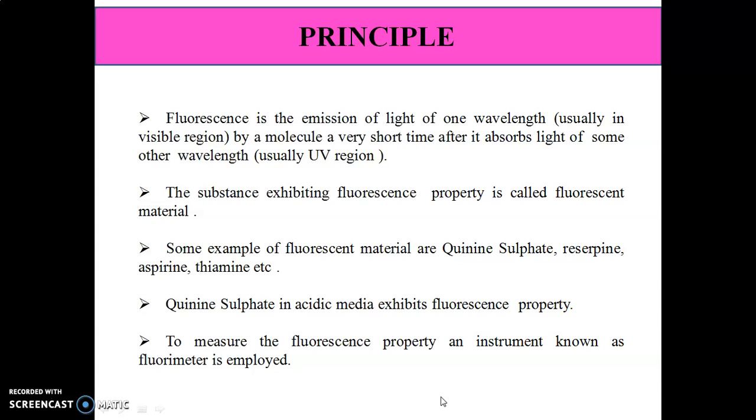This process of emitting radiation is known as luminescence. In luminescence, light is produced at low temperatures. Therefore, the light produced by this process is called light without heat or cold light. There are two types of luminescence: first one, fluorescence, and second one, phosphorescence.